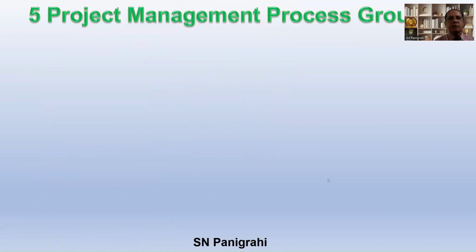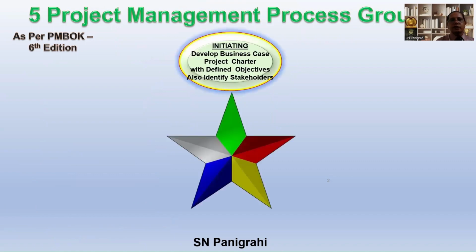Before discussing the subject, let us first understand, from the project perspective, what the different process groups are. According to the PMBOK, the Project Management Body of Knowledge 6th edition, there are 5 process groups. First is initiation. In the initiation group, we develop the business case. Business case is the justification why we want a new project. What is the need? What is the benefit? That assessment we have to do in the business case.